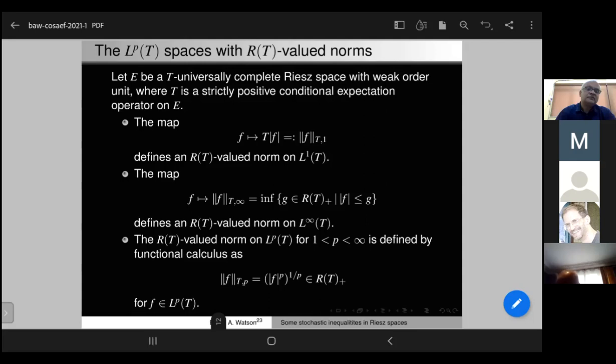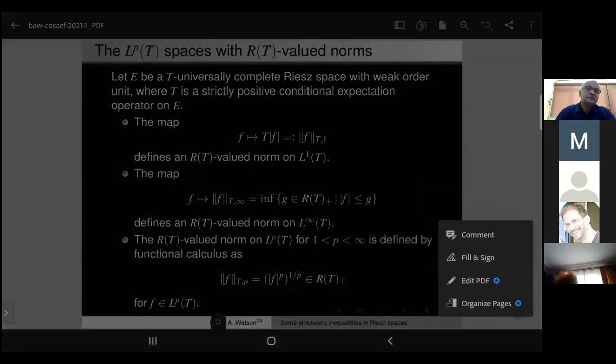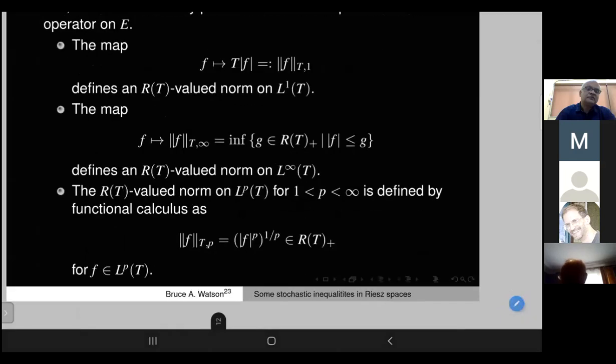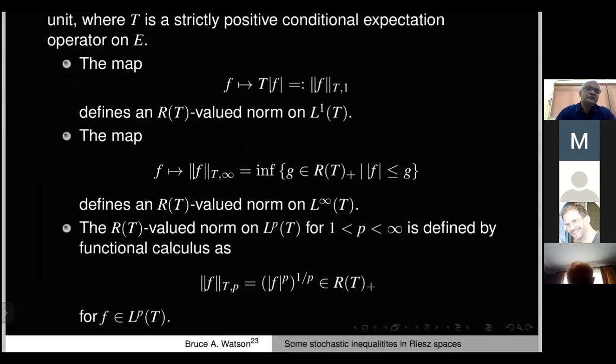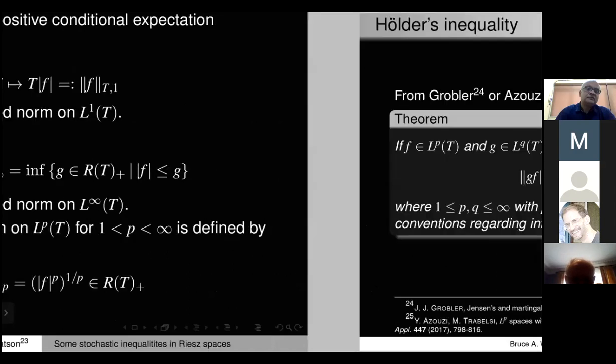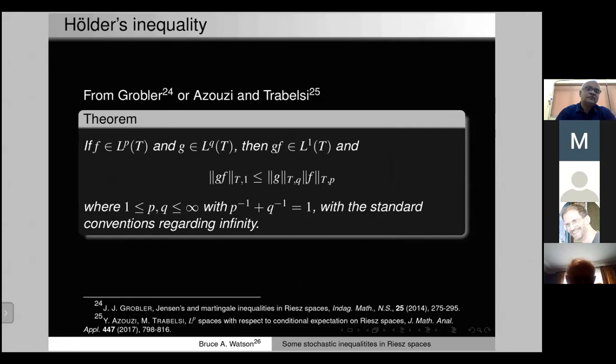And I see my file has lost a T. There should be a T in here. So it should be: the norm of F with respect to T,P is open brackets T of mod F to the P, close brackets, to the 1 over P. There's a T missing in there. I will correct that when I upload the slides. Well, there we are. Sorry about that.